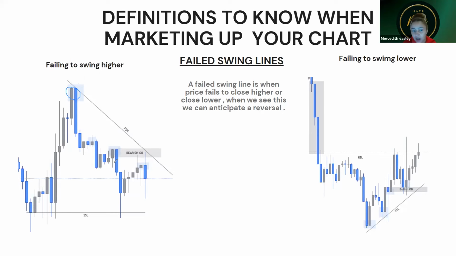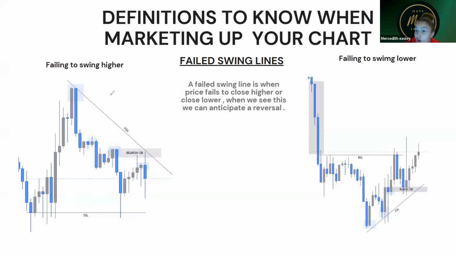This is how high price got here. Price came here, failed to go higher than here. Price came here, failed to go higher than here. Price came here, rejected off this order block, boom, could get a sell entry, and it failed. And look at this. So this is how you put all of this together.